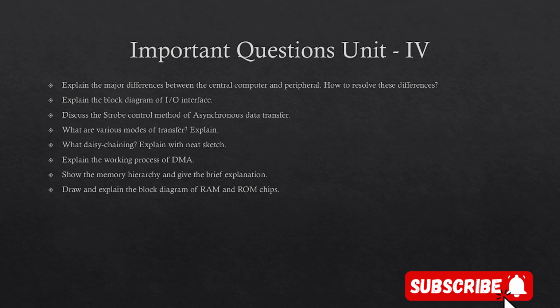And now coming to important questions for unit 4, then you have strobe control method of asynchronous data transfer and daisy chaining, and then you have working process of DMA. Explain the block diagram of RAM and ROM, or random access memory and read-only memory chips. Then explain the major differences between central computer and peripheral. So if the question paper is very easy, then these types of questions like explain the major differences, explain the block diagrams, you will get. If the question paper is a little hard, they will ask even these questions indirectly.